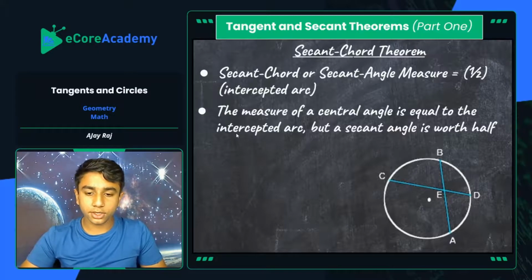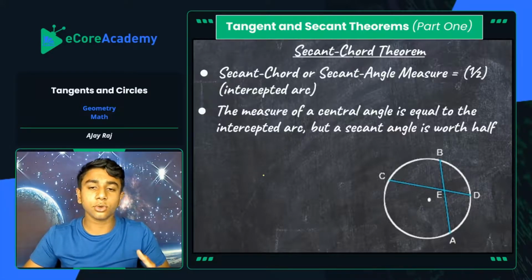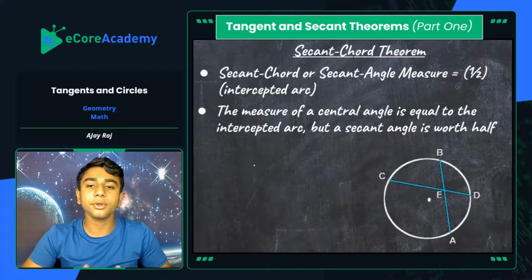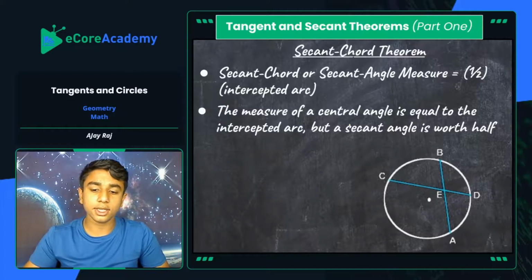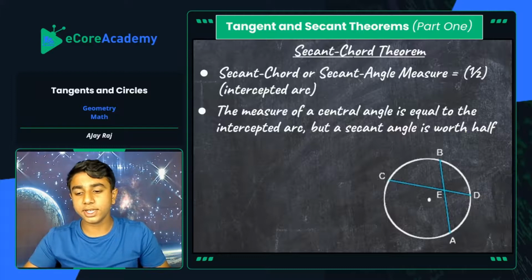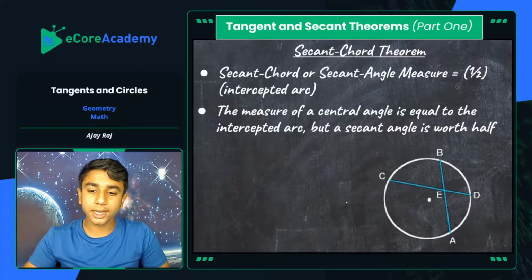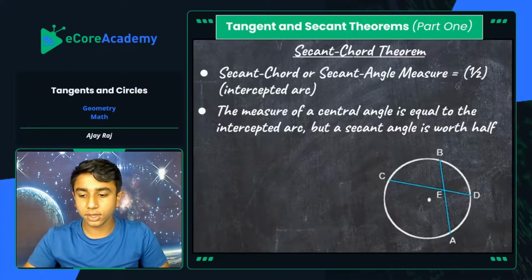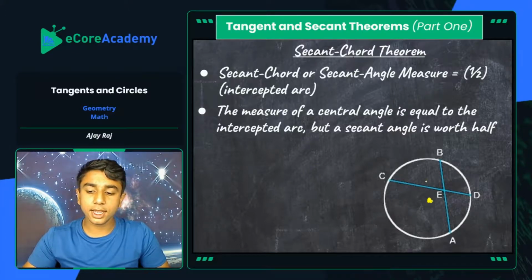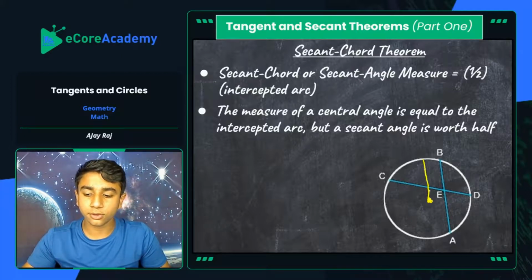An arc is defined by a degree measure, same thing as an angle, so you could describe it by the same angle measure. The measure of a central angle is equal to the intercepted arc, but a secant angle is worth half. A central angle is any angle formed by lines that intersect at the center of your circle. Your central angle is going to start at 360 degrees.